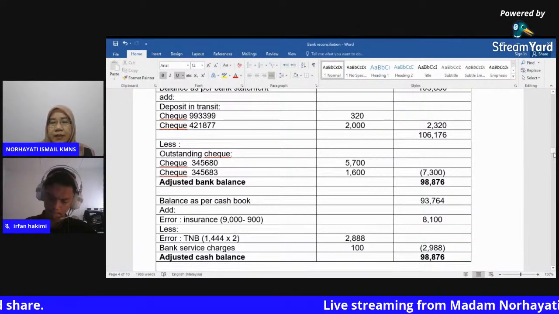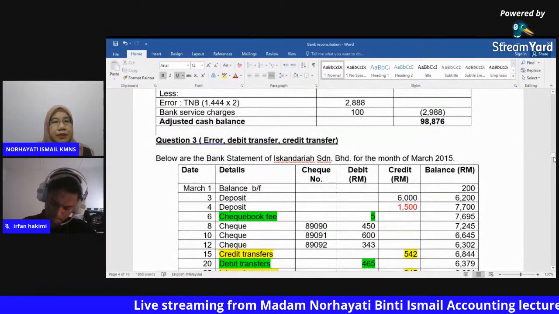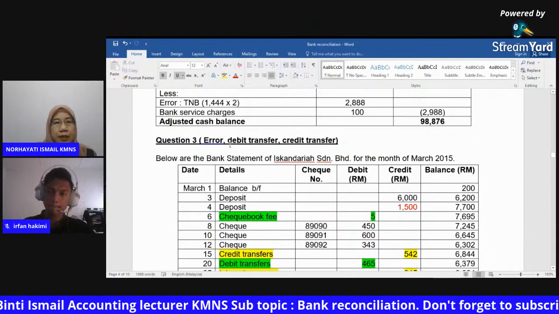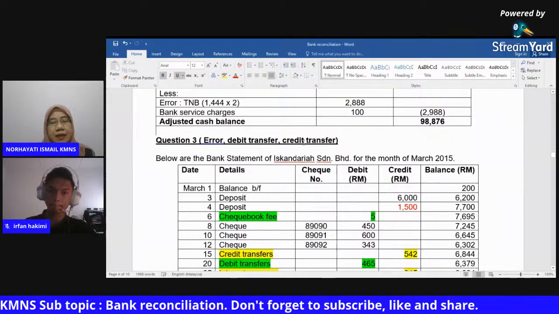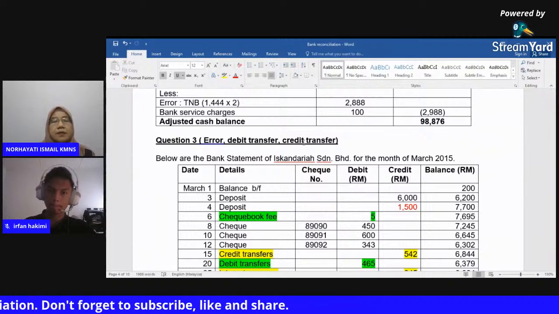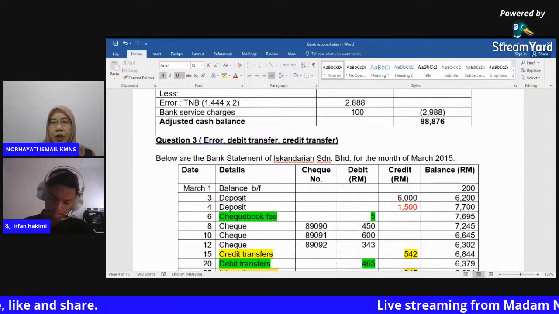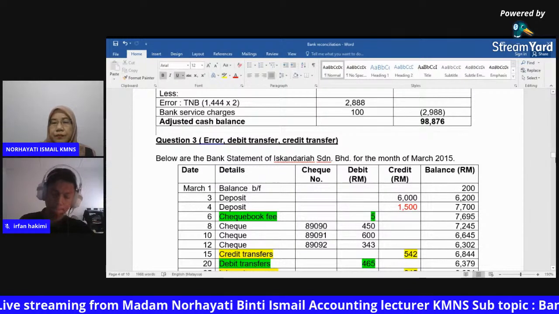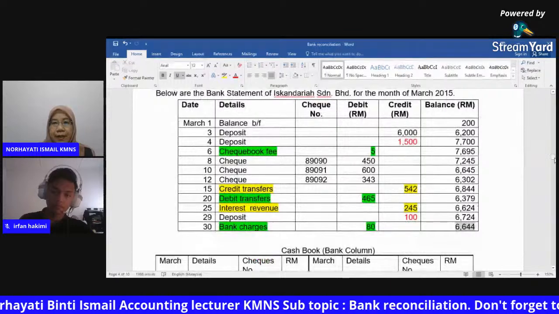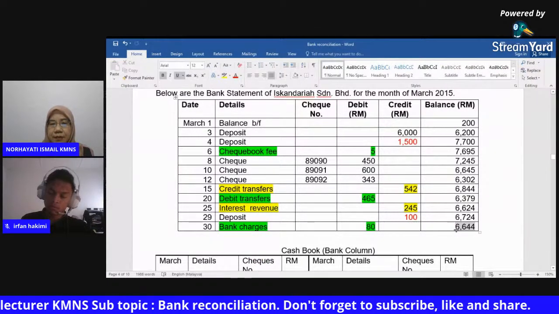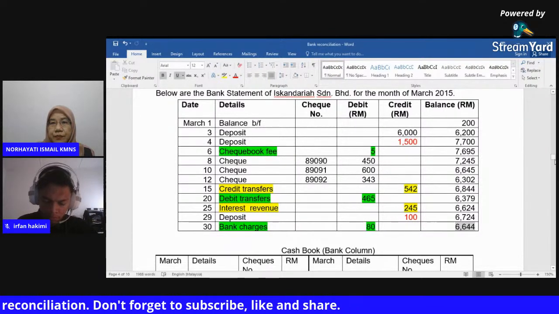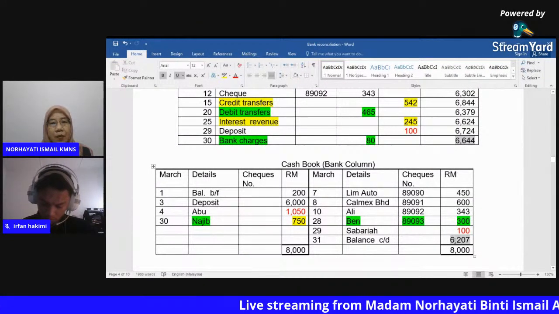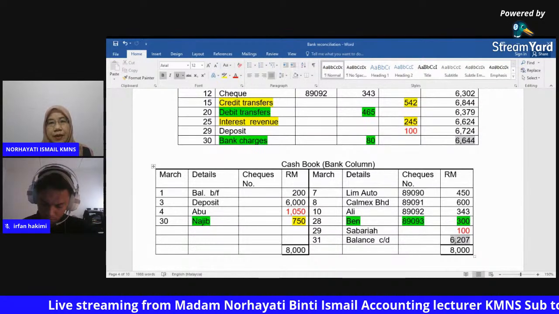Now we go on to question number 3. Okay, number 3, you will find out there is an error, and this one, debit transfer. Credit transfer we have recorded in the bank statement, but not recorded in the cash book. So the first step when you look at question number 3, we must compare the ending balance of bank statement not equals to the balance of cash book. So you look at the first step, the balance for bank statement 6,644 and the balance for cash book 6,207.